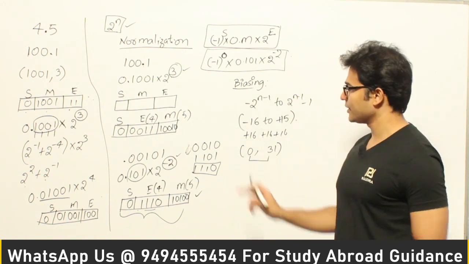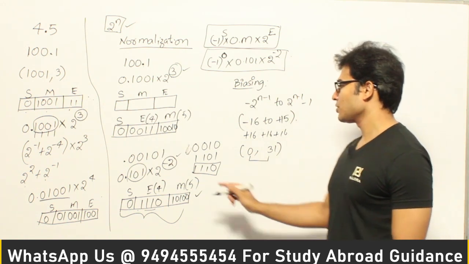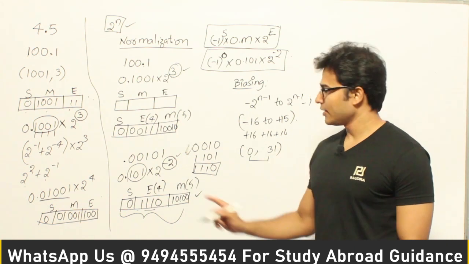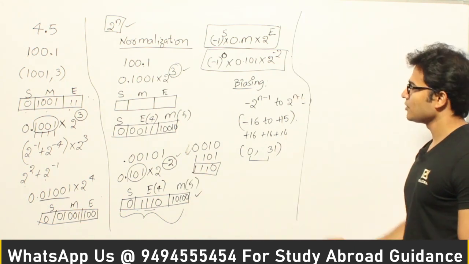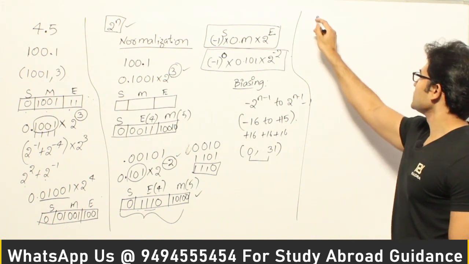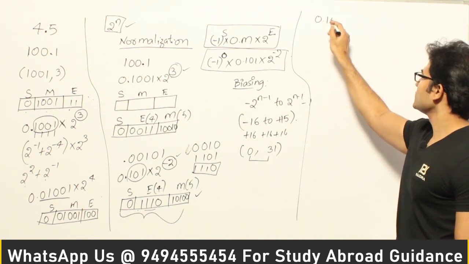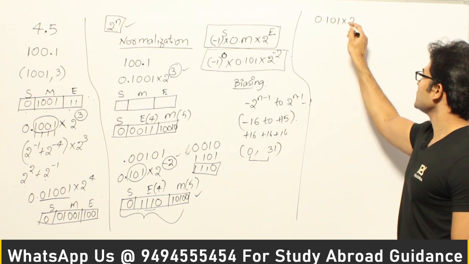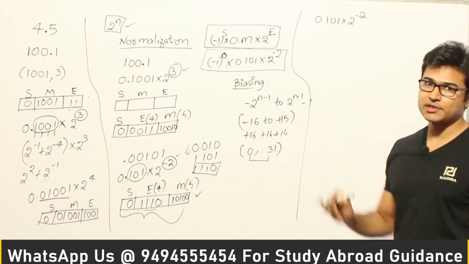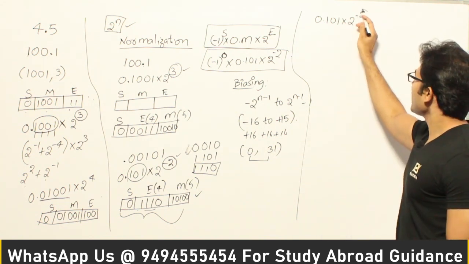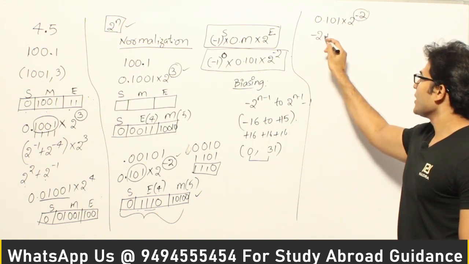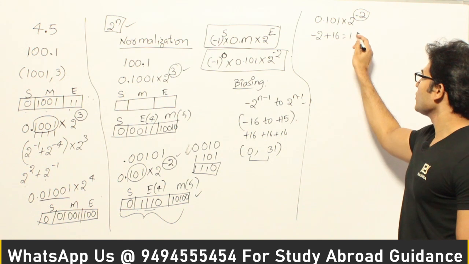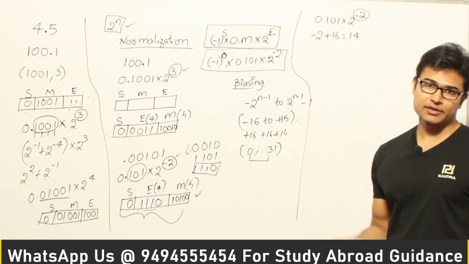So in the earlier case, for example, if this is the number which I wanted to represent, 0.101 into 2 power minus 2, even though I had to represent minus 2, I'll take minus 2 and add a bias of 16, and now I'm going to represent 14 in that.